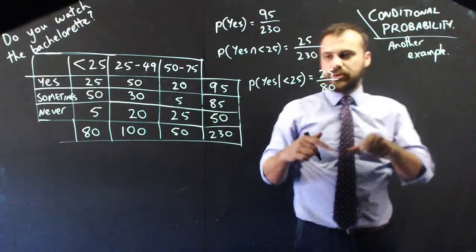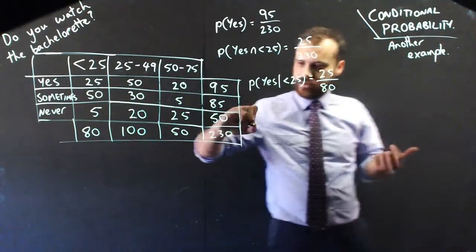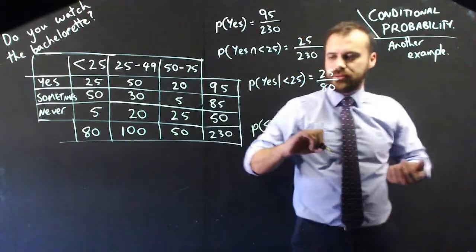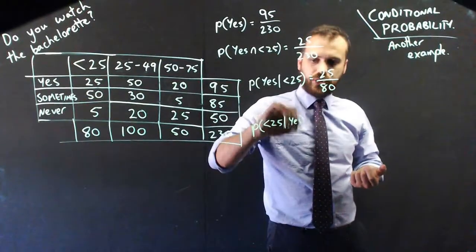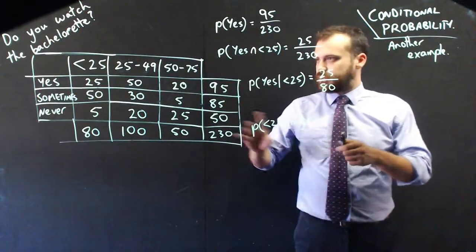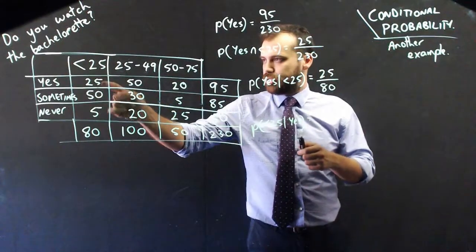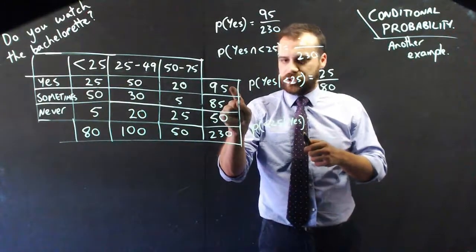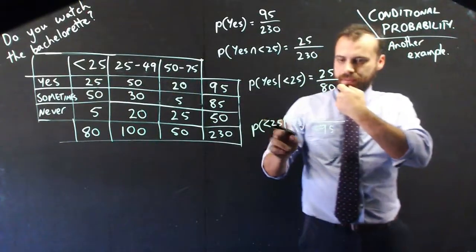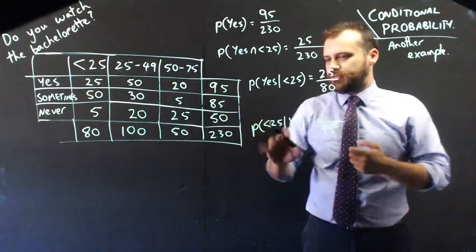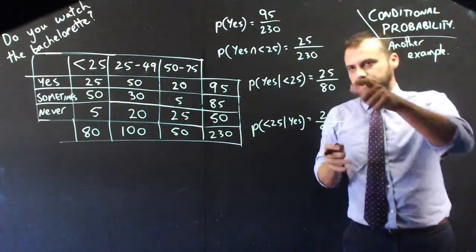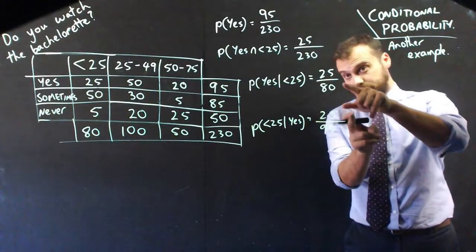Now, of course, with conditional probability, we can reverse that and get a different answer. What's the probability that you're less than 25 given yes, you watch The Bachelor? Okay, so looking at this, yes, you watched The Bachelor. So 95 people in total said, yes, I watched The Bachelor. But how many of those are under 25? 25. So you can see in these cases, the probabilities are different.